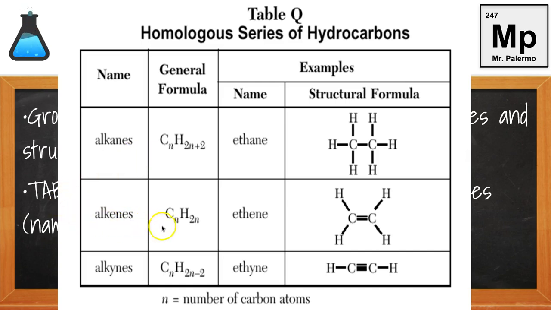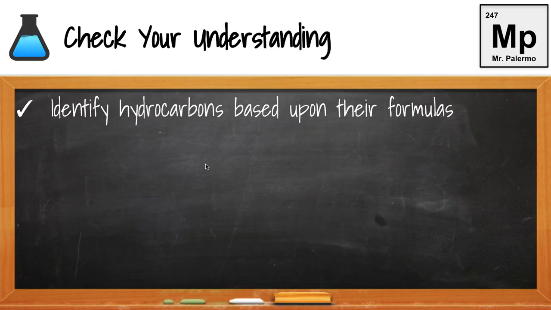The alkenes have at least 1 double bond, and the alkynes have a triple bond associated with them. You can see the general formula is different than the alkanes. Let's check your understanding. Can you identify hydrocarbons based upon their formulas?